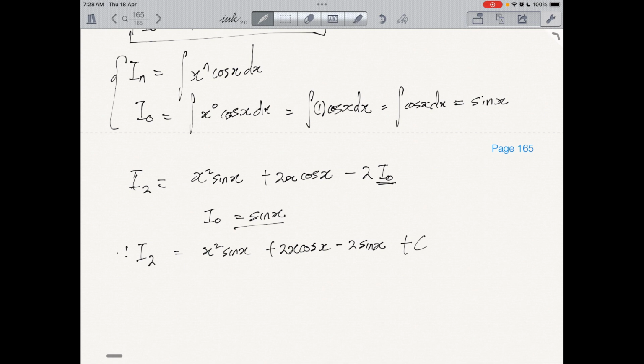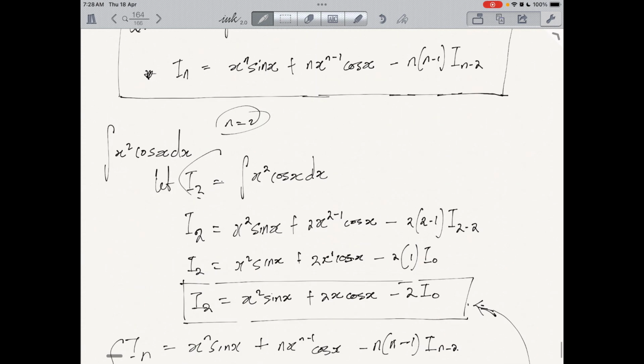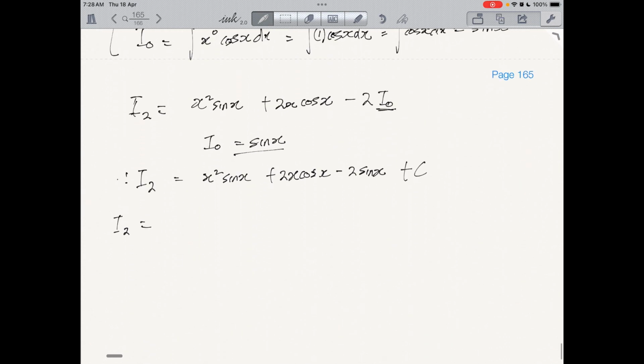So we understand from the question that our I_2 is the same thing as the integral of x squared cos x dx. Since I_2 is equal to the integral of x squared cos x dx, it is the same as x squared sine x plus 2x cos x minus 2 sine x plus c. In our next video, we'll be taking another example of using the reduction formula for integrals of the form x raised to power n cos x dx.